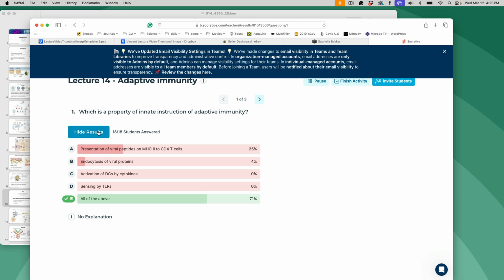All of these are properties of innate instruction of adaptive immunity. Presentation of peptides, but also endocytosis of viral proteins by the dendritic cells, right? Activation of the DCs by cytokines, sensing by toll-like receptors. The DCs have TLRs. They can sense, but also the infected cells have TLRs as well. So they're all part of innate instruction. I want you to understand that concept, that the innate system via these dendritic cells is instructing the adaptive system on what to do.